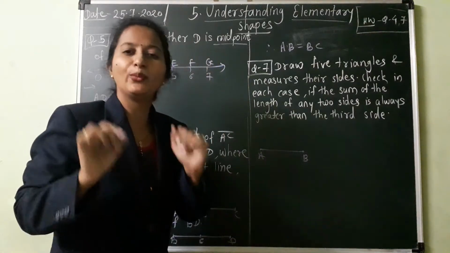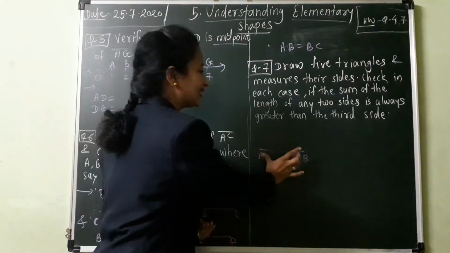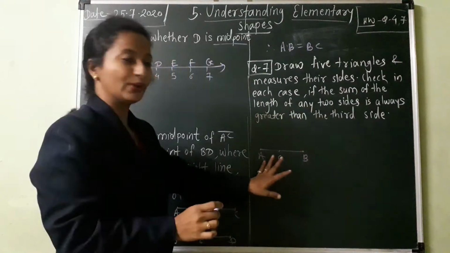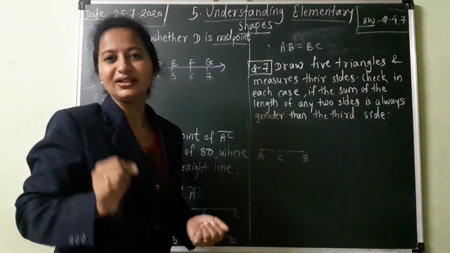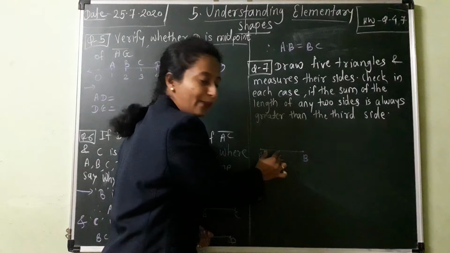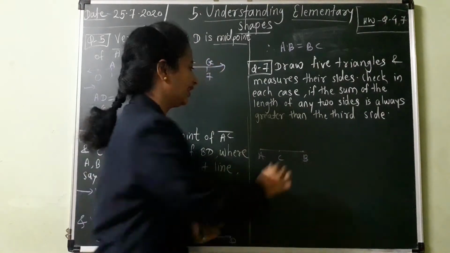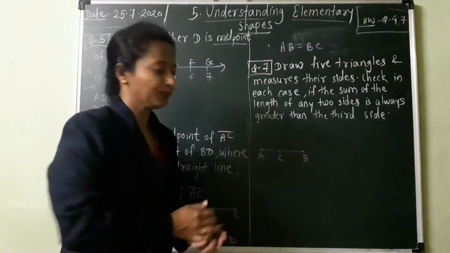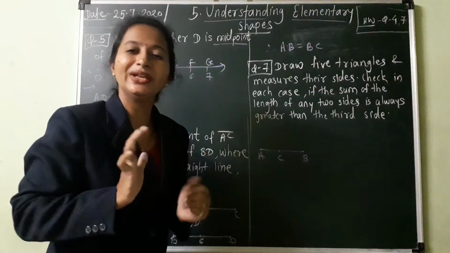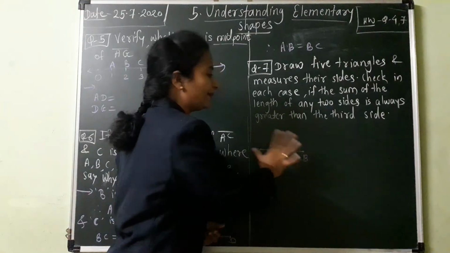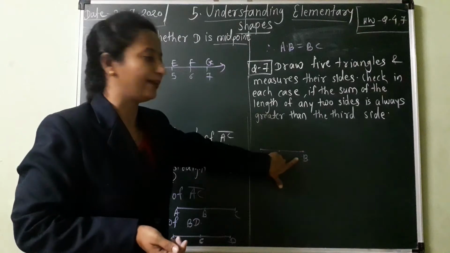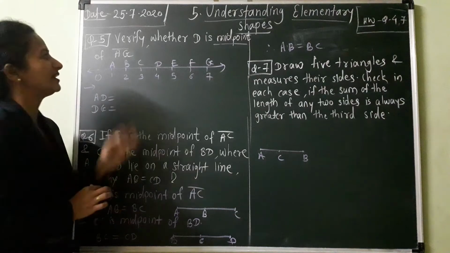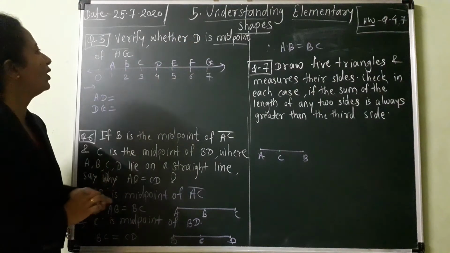Here I will put point C in such a way that point C divides this line segment into two equal parts, meaning exactly the middle of that line segment. If we measure the length of AC, that should be exactly equal to the length of line segment CB. This length and this length should be exactly equal. That means C is the midpoint of line segment AB. In question number 5, we have to verify whether D is the midpoint of AG.